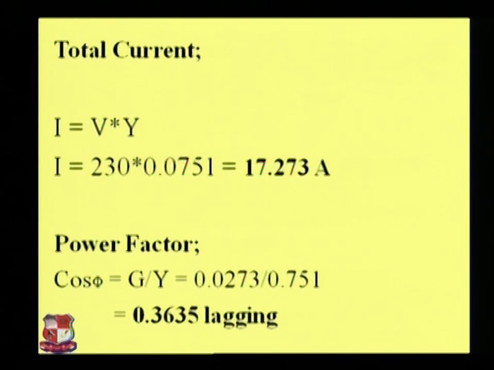Now the equation for the power factor is cos phi equals the net conductance G upon the net admittance Y. By taking the ratio of G by Y, that is 0.0273 by 0.0751, we get cos phi, the power factor, as 0.3635, which is below unity. So the power factor is lagging.